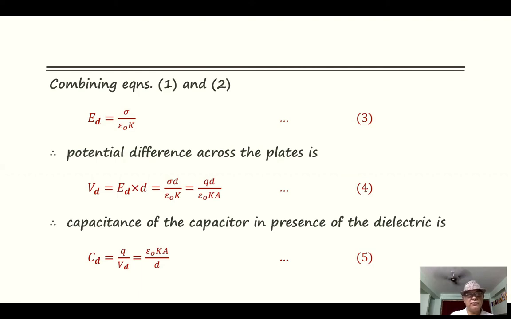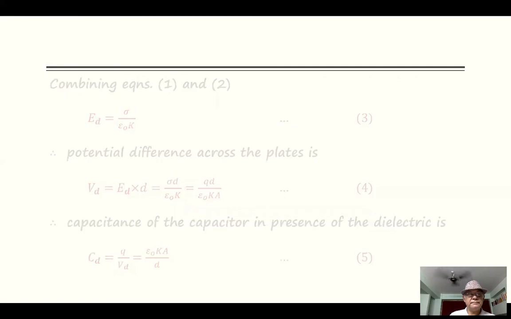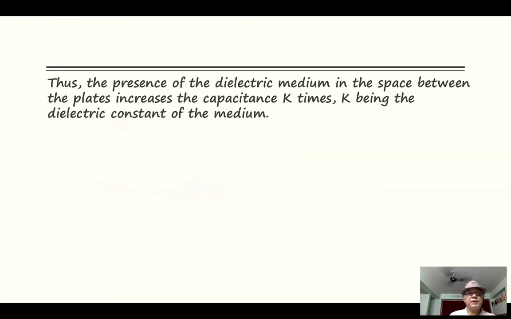This is equation 5. And the final expression for capacitance of a parallel plate capacitor, where the space between the plates is entirely filled with a dielectric of dielectric constant K. Thus, the presence of the dielectric medium in the space between the plates increases the capacitance K times, K being the dielectric constant of the medium.